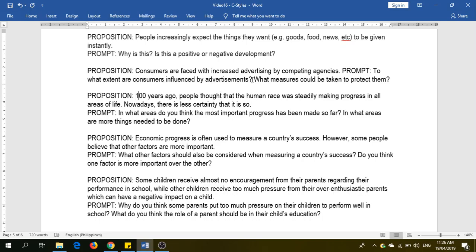Let's move on to this next two-part question. 100 years ago, people thought that the human race was steadily making progress in all areas of life. Nowadays, there is less certainty that it is so. So clearly, this is a crossover. There are people who are less certain that the human race is making progress in all areas of life. And there are people, especially those from 100 years ago, who do believe that we are making progress in all areas of life.